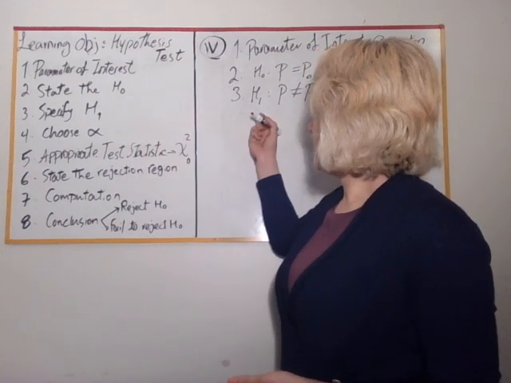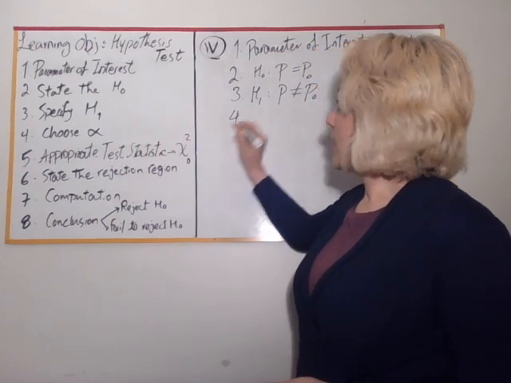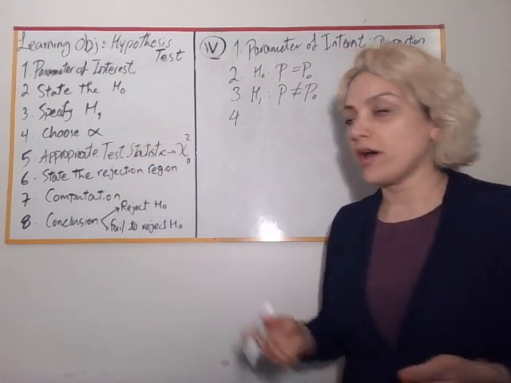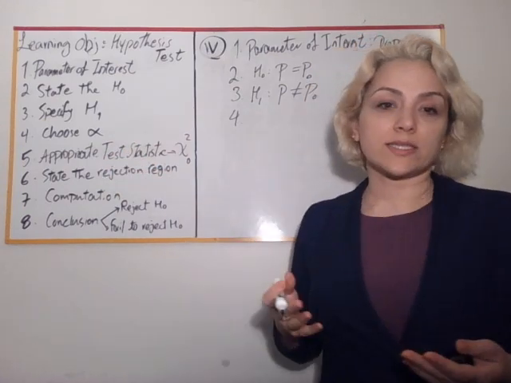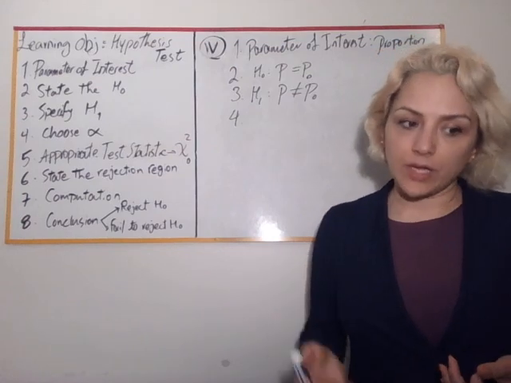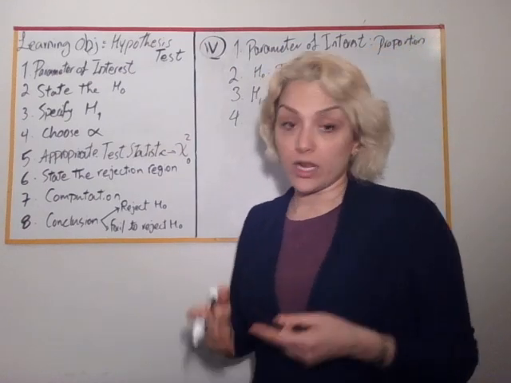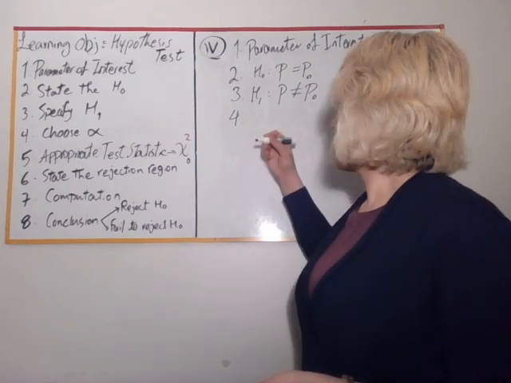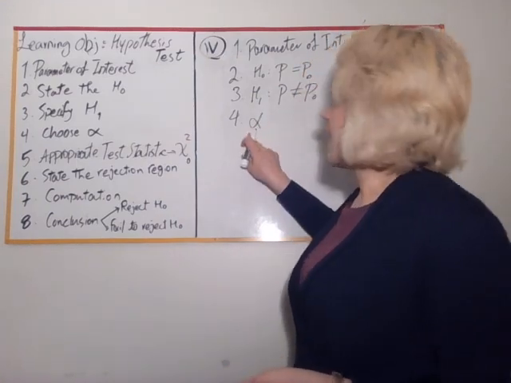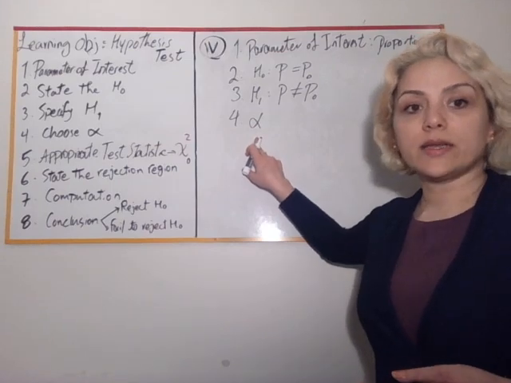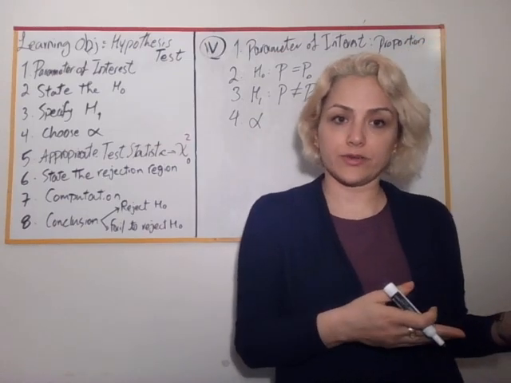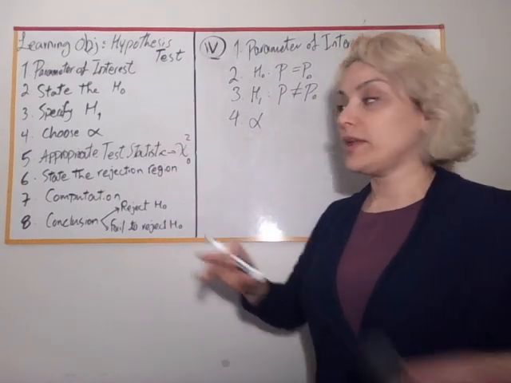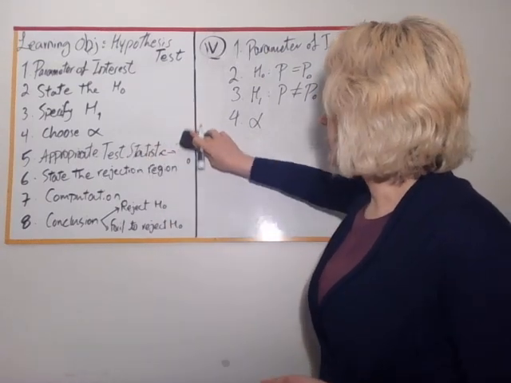The next step is to specify the amount of alpha, which most of the time we consider 5%, but sometimes we are looking for a 99% confidence interval, so alpha would be 1%. So we want to specify our alpha. It's similar to the previous categories that we had. But the next one is that we want to work on the appropriate test statistic.